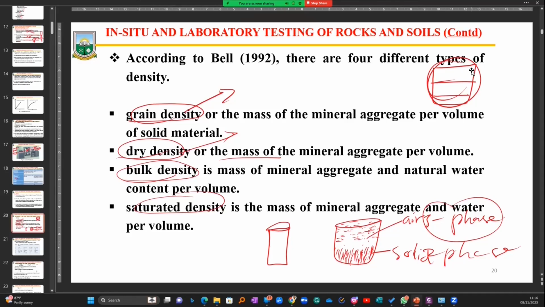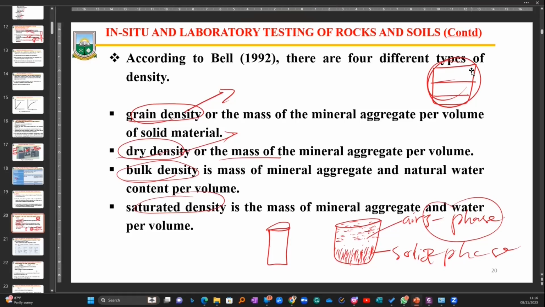So I determine the mass and the volume, and then I calculate the density, and that is what we term as bulk density. Then saturated density is where I intentionally soak the sample for every empty space inside it to be filled with water, such that it can no longer take any fluid again.